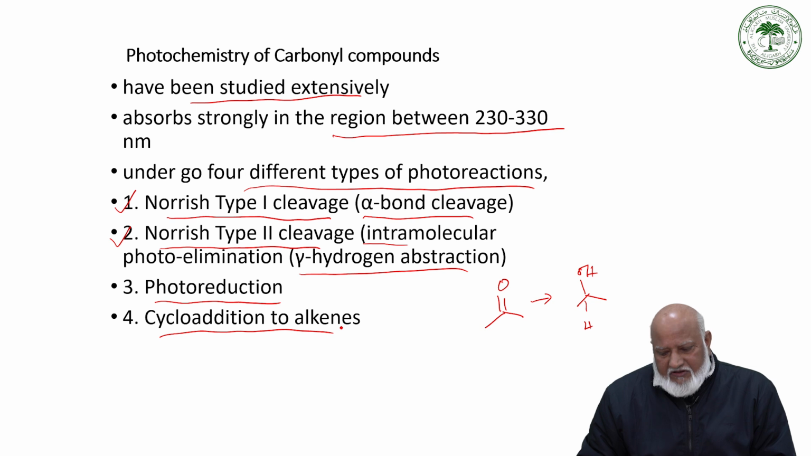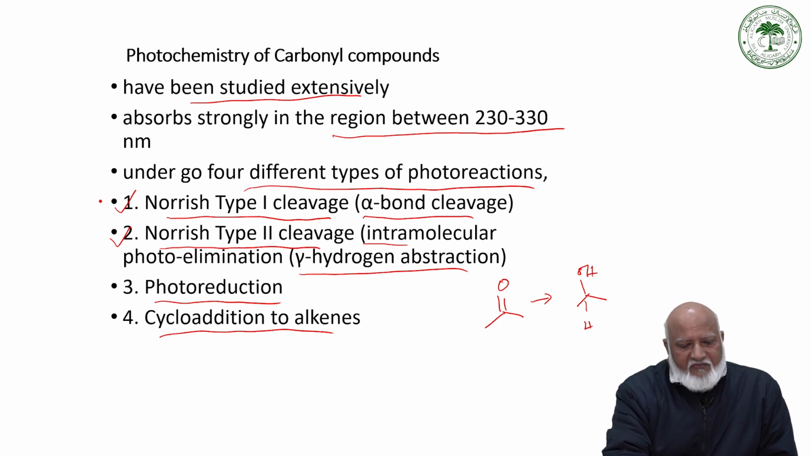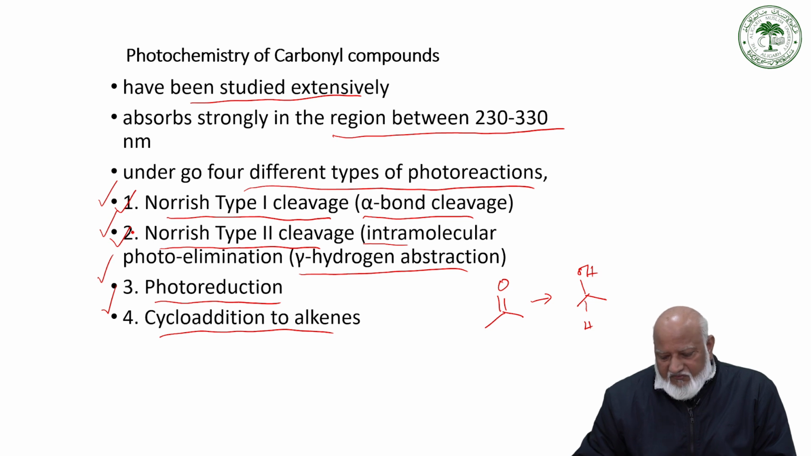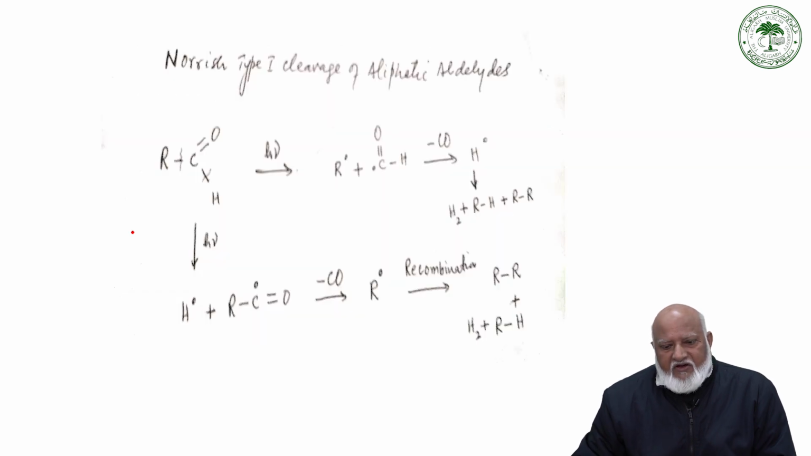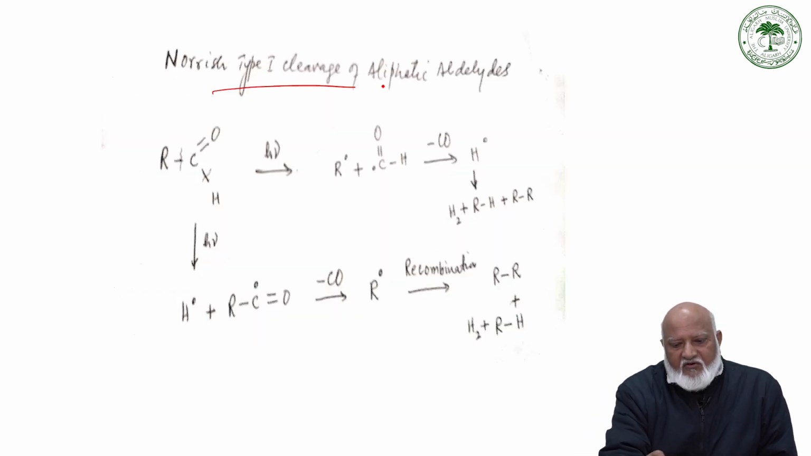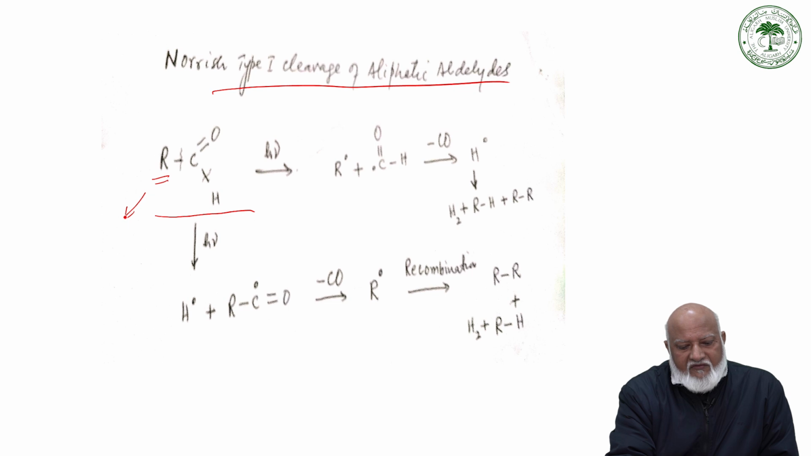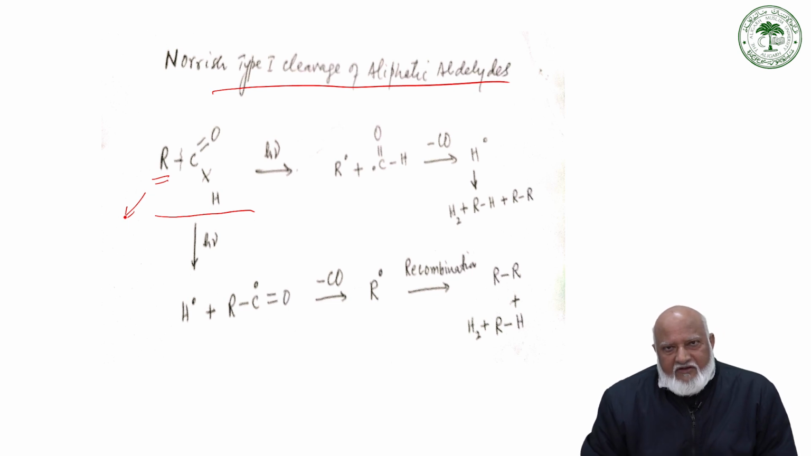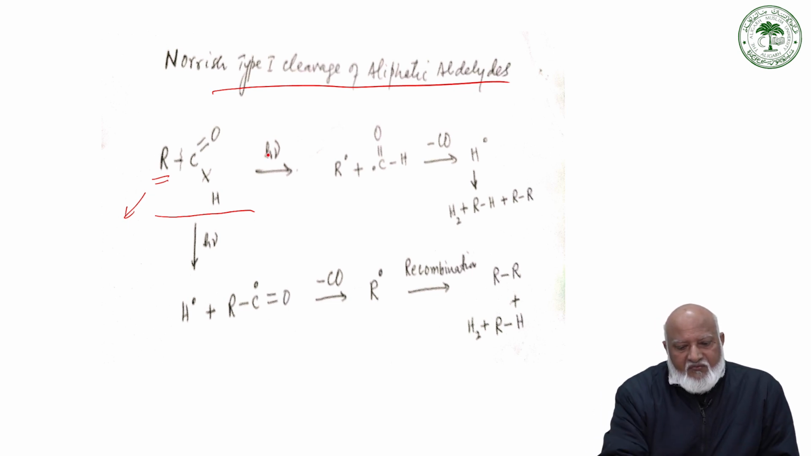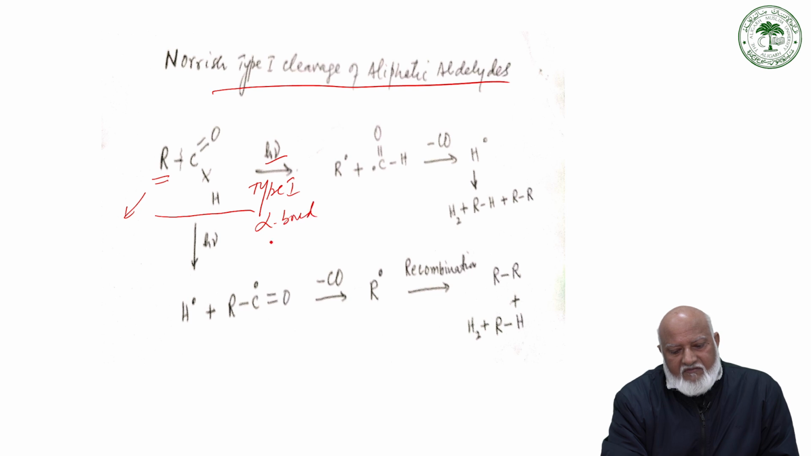So now let us see, one by one, a few examples of these 4 types of reaction. First one is Norrish type 1 reaction, where we have mentioned that it involves alpha bond cleavage. This is an aldehyde. R is an alkyl group. It can be methyl, ethyl, propyl, and so on and so forth. And under photolytic condition, it goes through type 1 reaction, which is nothing but alpha bond cleavage.